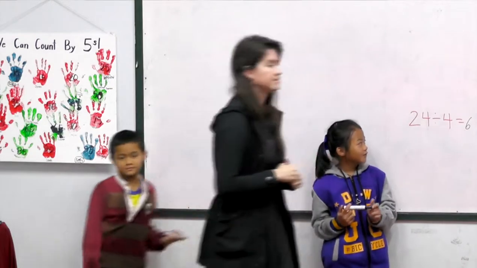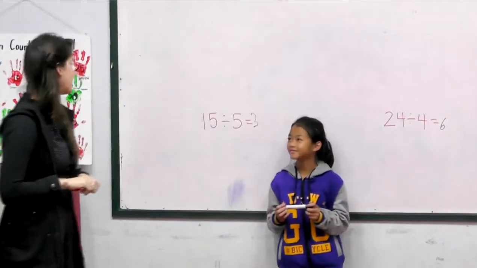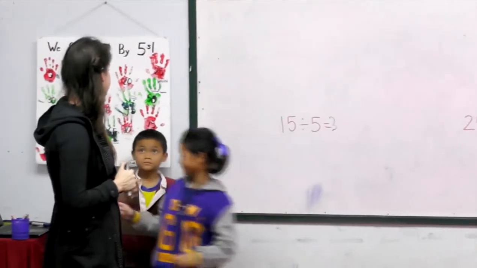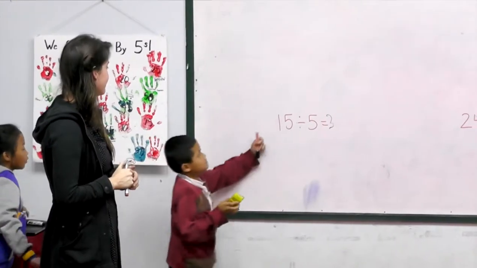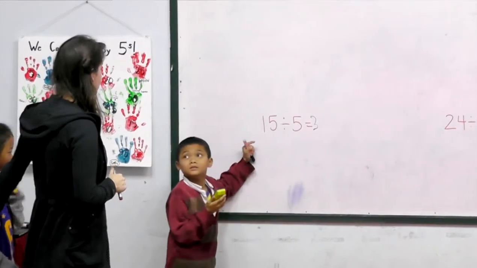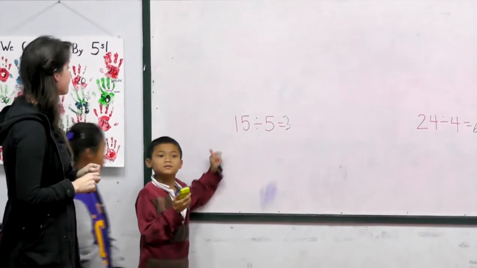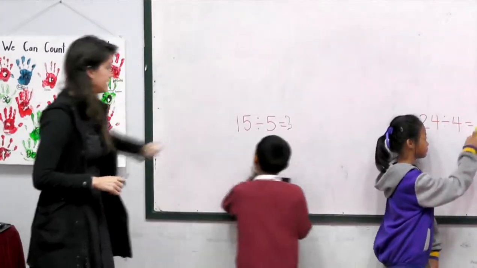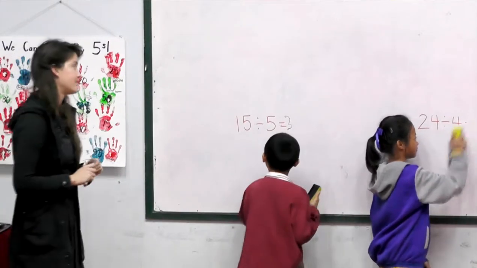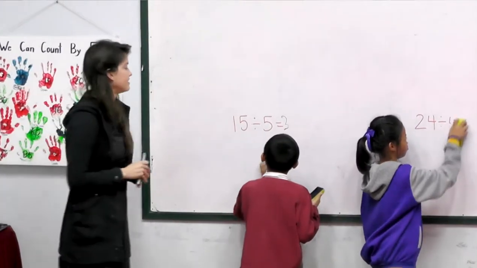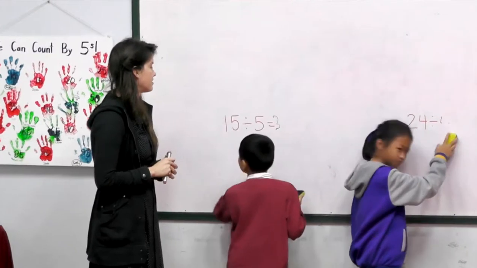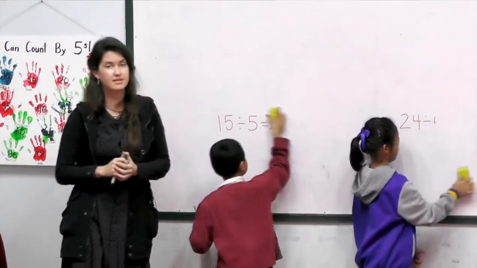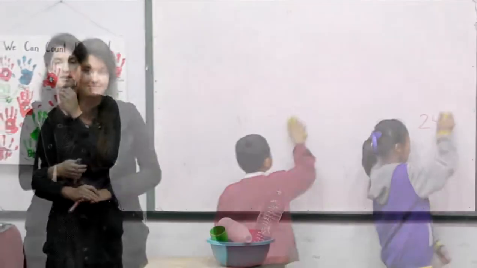Okay, tell us what you have. 24 divided by 4 equals 6. Very nice. Tell us what you have. One more, teacher. What's this number? 15 divided by 5 equals 3. Good. Okay, friends. Very nice job.